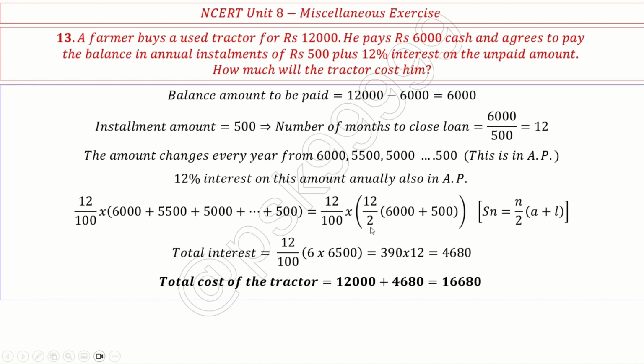So this is 12 by 100 into 12 by 2, 12 terms total, into first term plus last term, 6,000 plus 500. Correct? This is Sn equal to n by 2 into (a plus l), which is what I am applying. So total interest is equal to 12 by 100 into 6 into 6,500. If I simplify, I'll get total interest as 4,680. Now the total cost of the tractor is 12,000 plus 4,680, which is 16,680. Okay, this is the total cost of the tractor. Next.